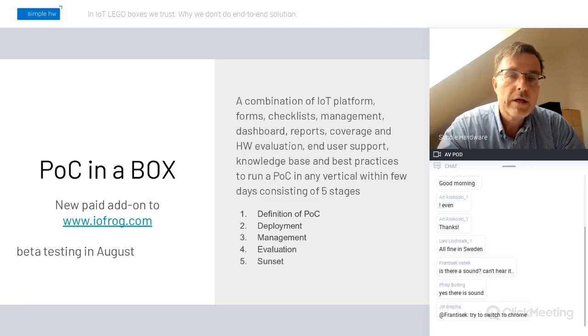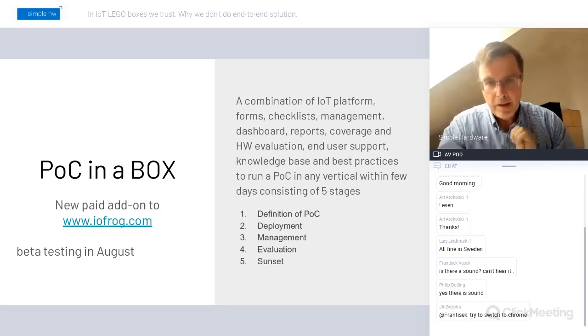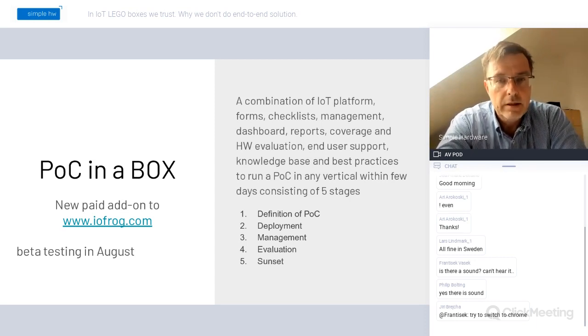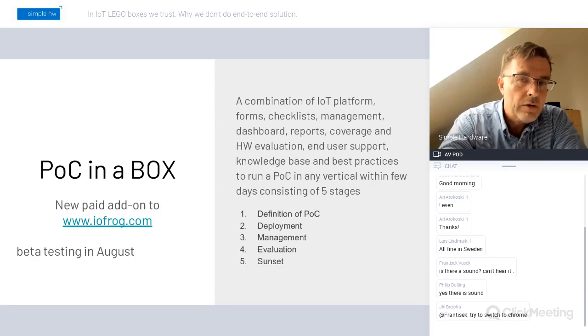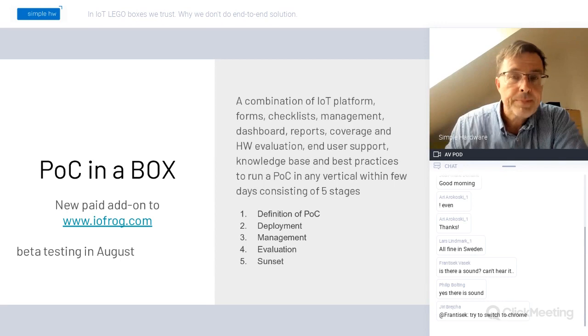So this is an add-on. It's a paid add-on. It will not be cheap, but we think it can save a lot of time both to Sigfox operators and to system integrators, because they should be able to launch any POC basically within days. Currently, a POC takes around 2 to 3 months if it's done properly. So we should be able to shorten that 2 to 3 month period to, I would say, 1 to 2 weeks.